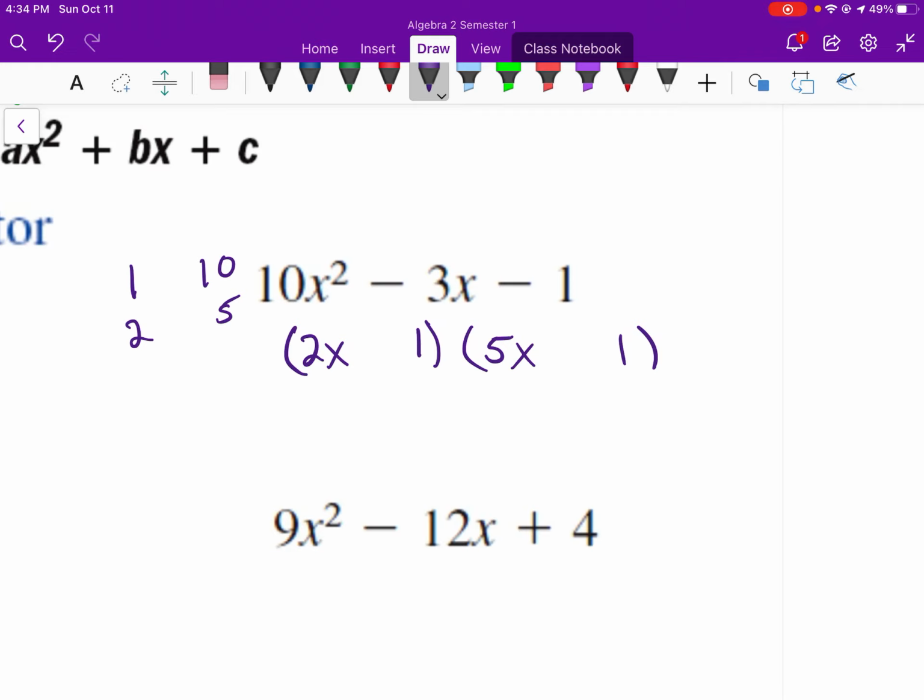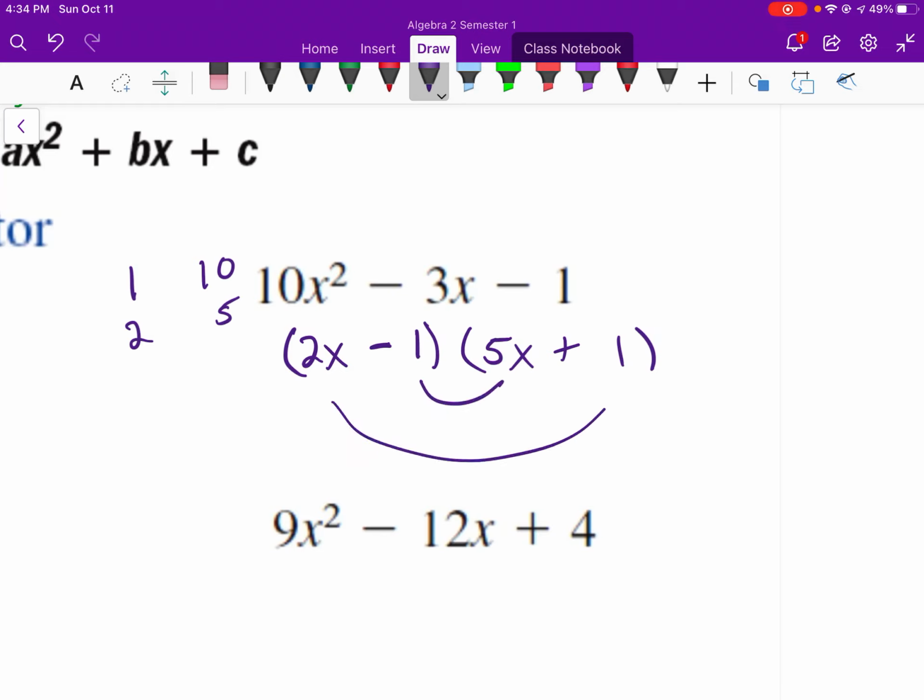And then I'm looking at my signs. They have to be opposite of each other because both are negative. Now I need to get negative 3x. Okay, so this is where more practice is going to help. I need to get negative 3x. So when I multiply, I want to get that 5 to be negative and the 2 to be positive. Because now when I do my outside and inside, positive 2x, negative 5x, which combines to give me my negative 3x when I combine them.